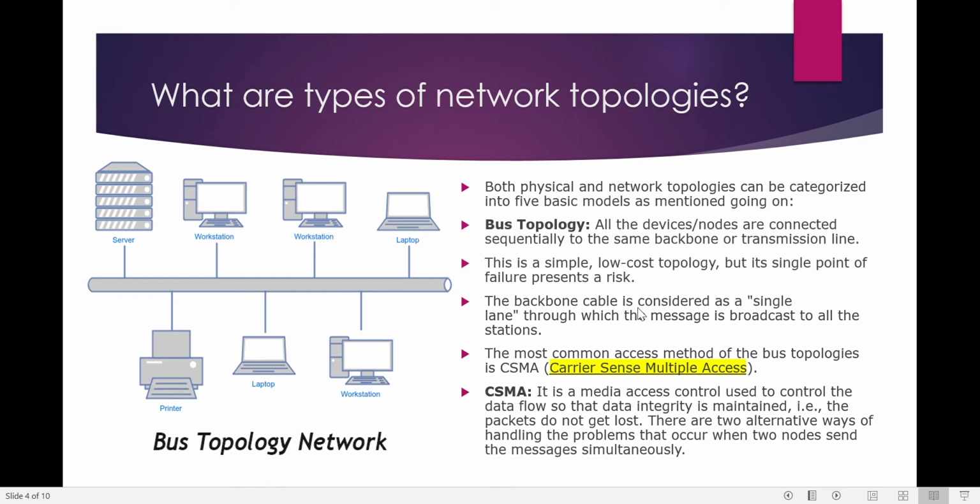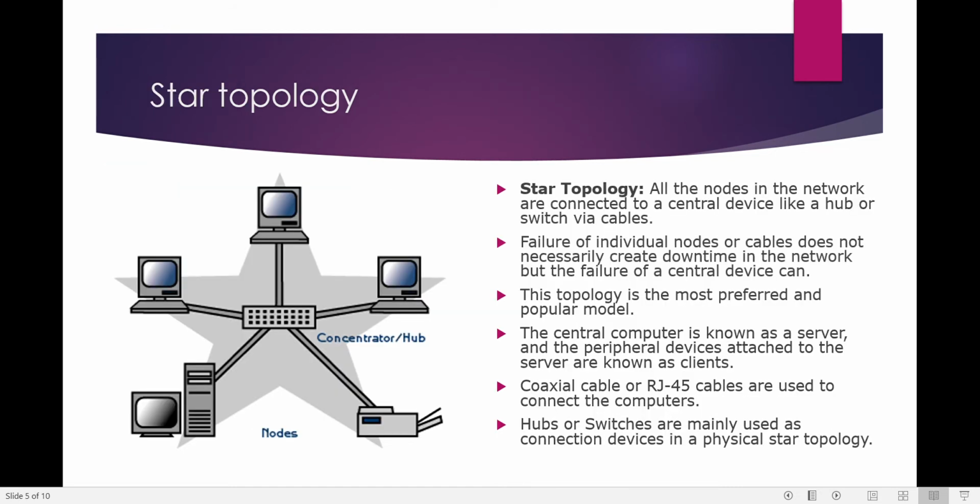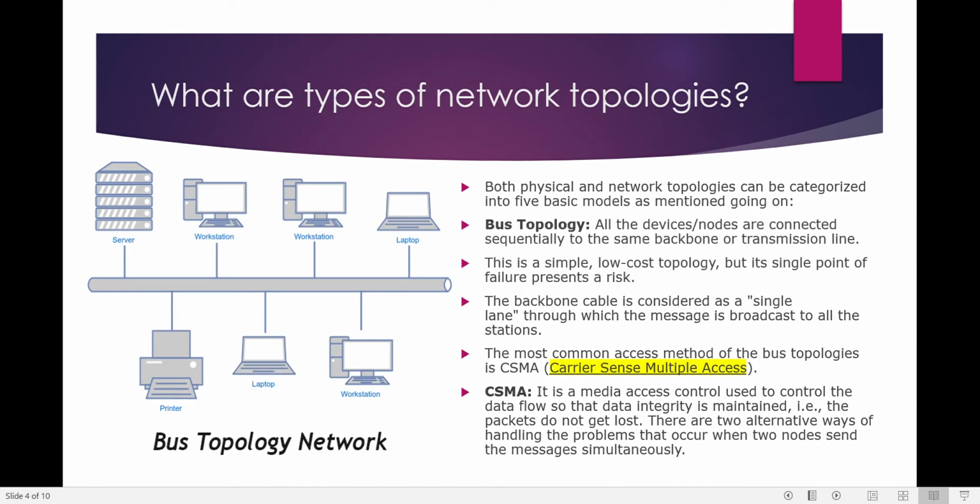So the backbone cable which connects to all devices is considered as a single lane through which the message is broadcasted to all the stations. The most common access method of the bus topology is CSMA, which is carrier sense multiple access. So basically CSMA is a media access control used to control the data flow so that data integrity is maintained and the packets do not get lost. There are two alternative ways to handle the problem that occurs when messages are sent simultaneously. So that is what is known as a bus topology.